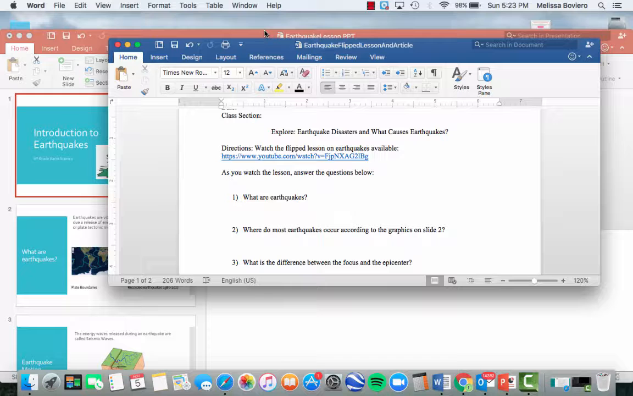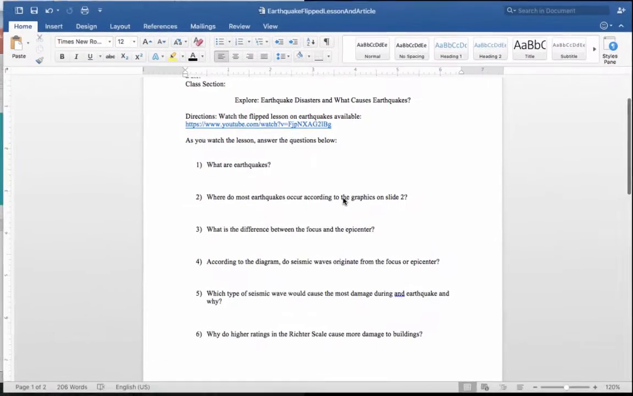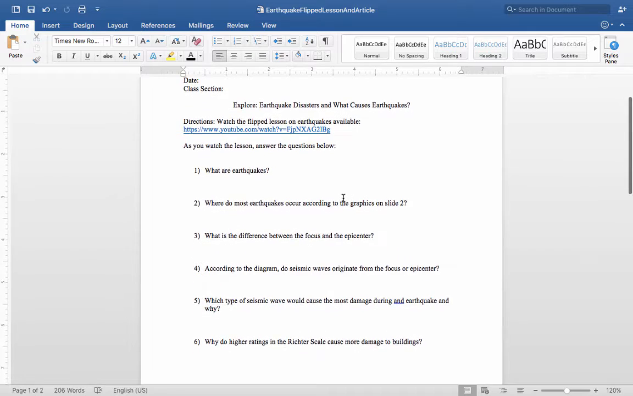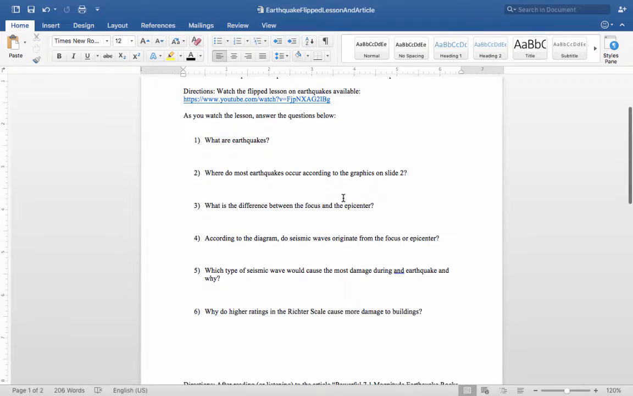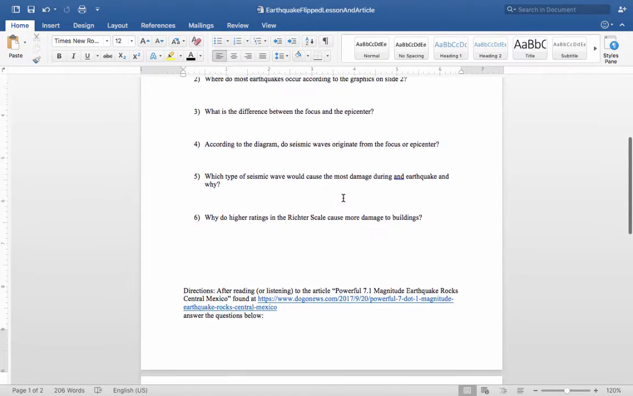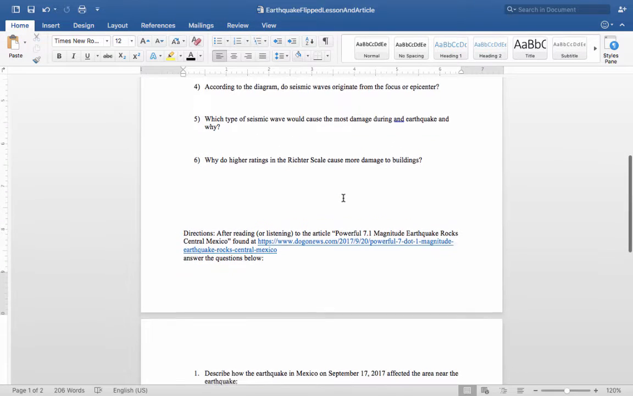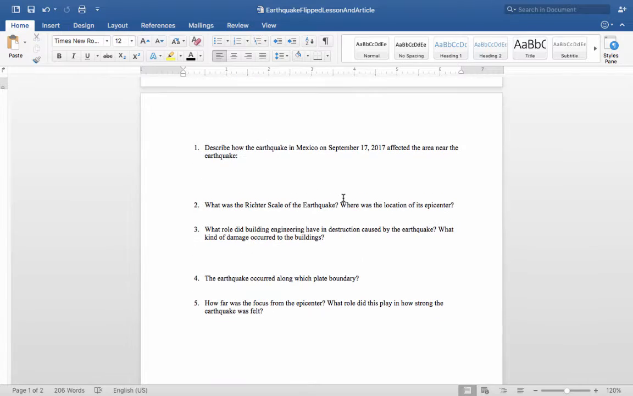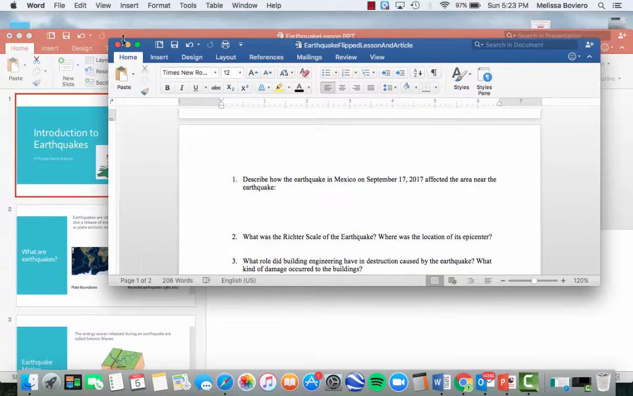I wanted to just bring your attention to your earthquake flipped lesson note sheet, and this is the note sheet that you should currently have. As you're going through the lesson, please be sure to answer the questions on the note sheet based on the information given. You'll notice that at the end you're going to be directed to an article, and there are some questions regarding your reading of that article as well. So be sure to pause anytime you need to and fill in the information in your note sheet. I'll be sure to tell you when you should refer to your note sheet.